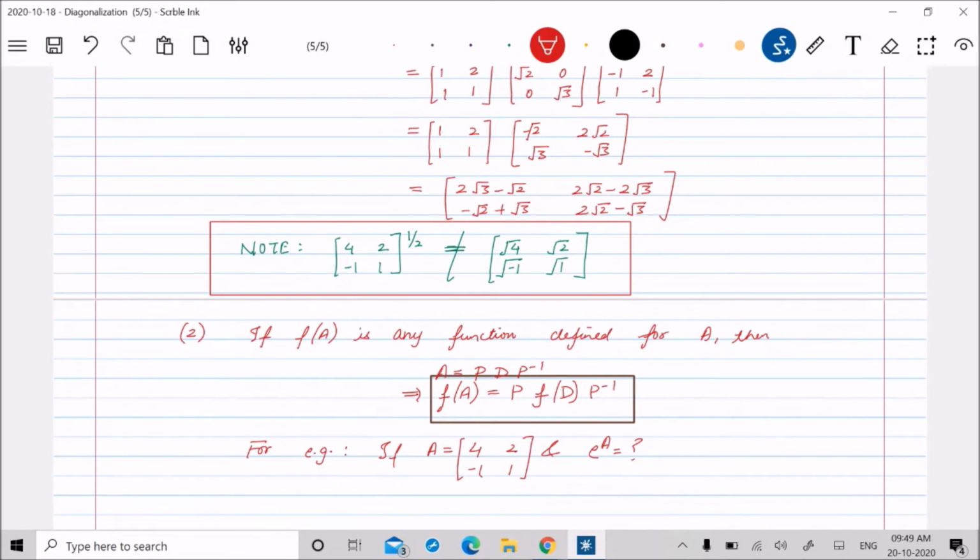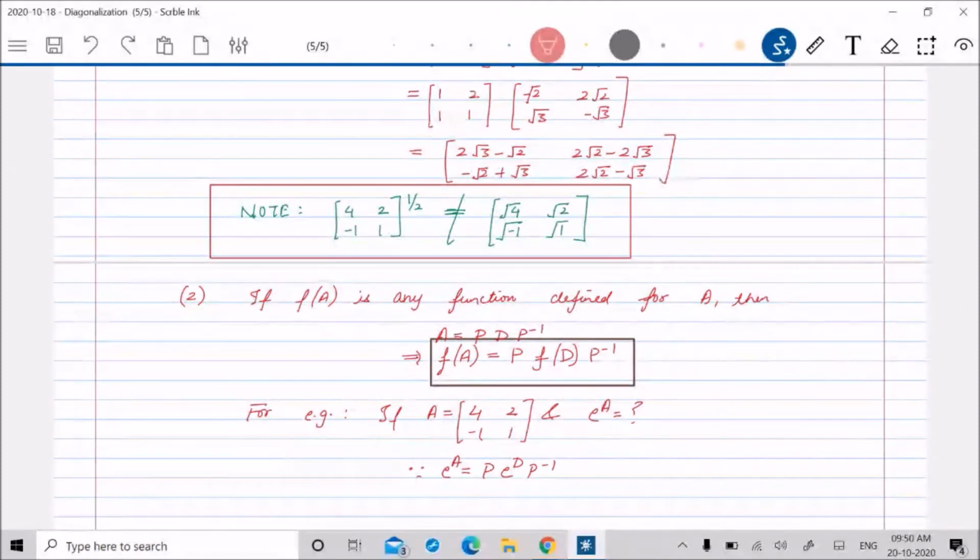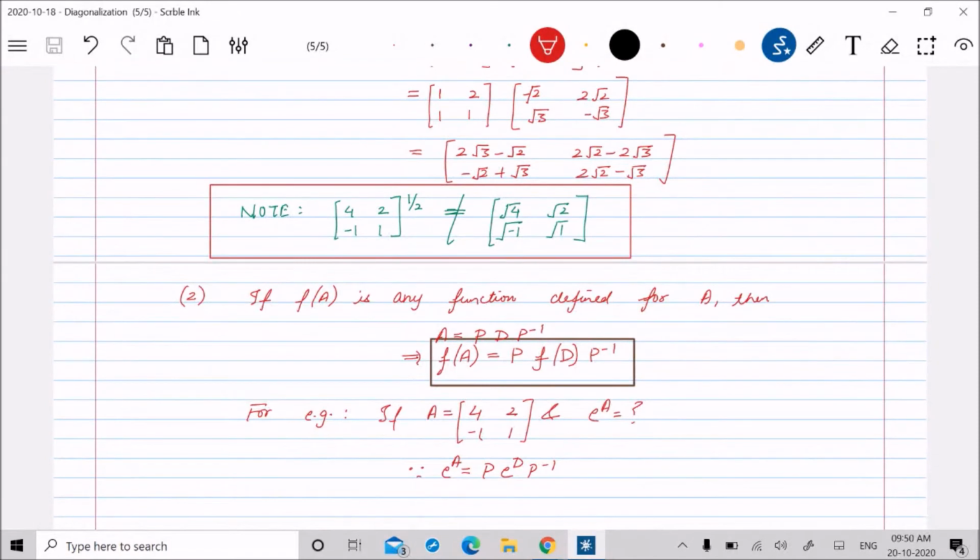See, this is your e to the power A, right? Since A equals P D P inverse, if you raise this matrix A to the power of e, then D will be raised to the power of e also. This is possible because e to the power x has an infinite series expansion, 1 plus x plus x square by 2 factorial plus x cube by 3 factorial, and so on. It involves the positive powers of x actually.